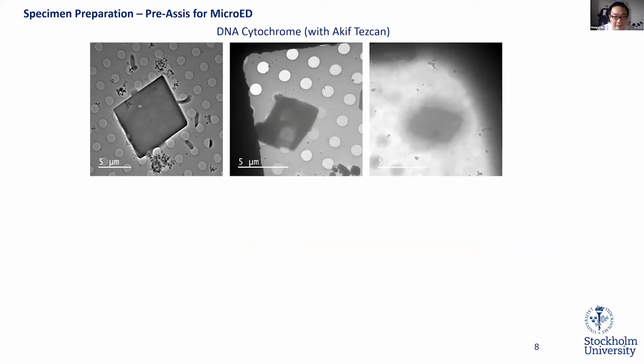In this case, the DNA cytochrome crystal, almost a 2D crystal, we can have very thin conditions where the crystal is almost dehydrated. And we have some intermediate cases where some holes are empty, but some holes are still wet. And we can have very thick ice as well. So this is really tunable for different systems.